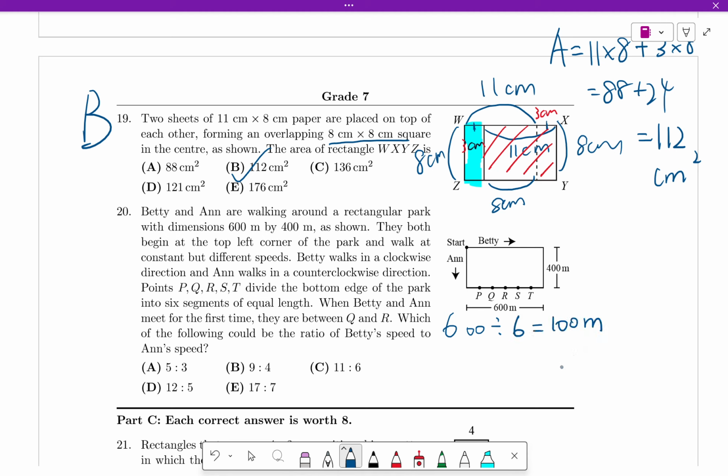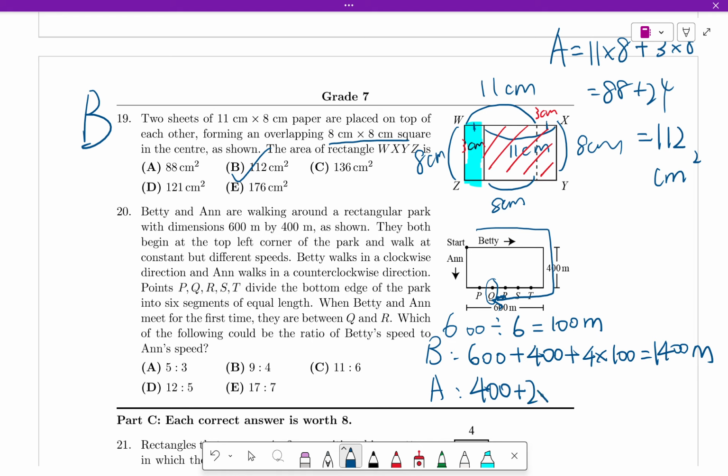If Betty and Anne had met for the first time at point Q, because they can be anywhere in between Q and R, so let's start from the leftmost point, then Betty would have walked a total of 600 plus 400 plus 4 times 100, which is 1400 meters. And Anne would have walked a total distance of 400 plus 2 times 100, which is 600 meters.